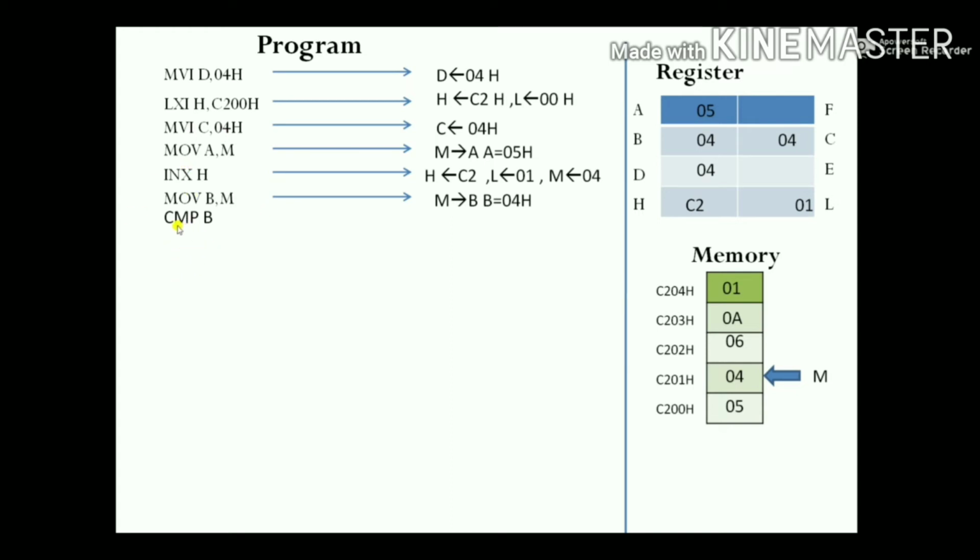Here one operand is the accumulator and B is the other operand, that is a register. So we are comparing the accumulator and register B. Now what happens if the content of the accumulator is less than the content of register B? Then the carry flag will be set. If the content of the accumulator is greater than the content of register B, then the carry flag will be reset. And if both values are equal, then the zero flag will be set.